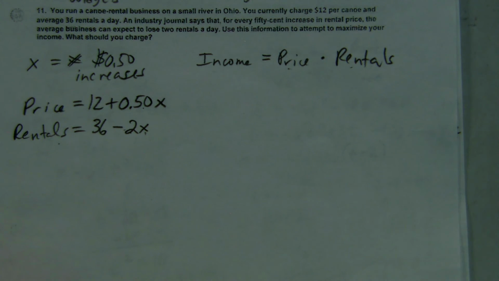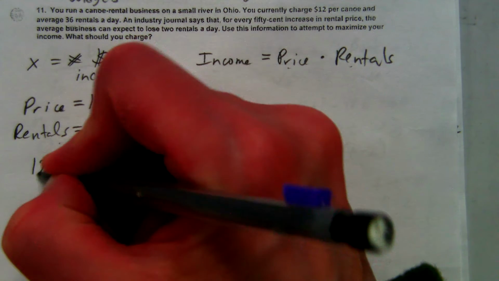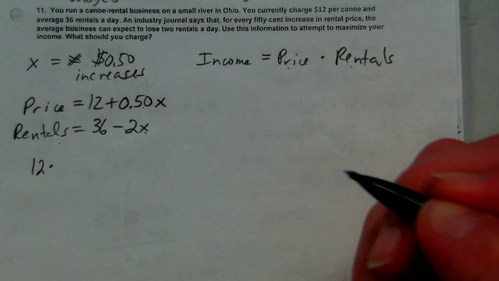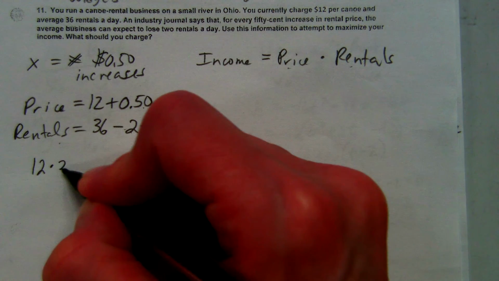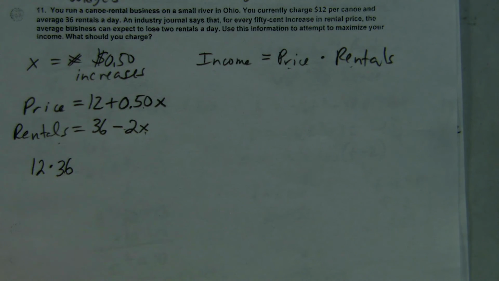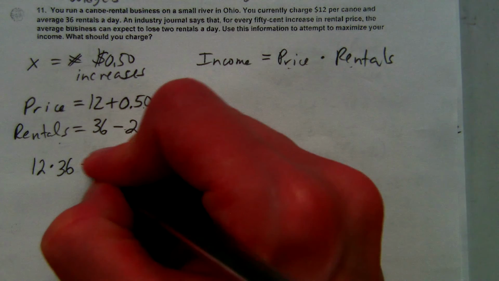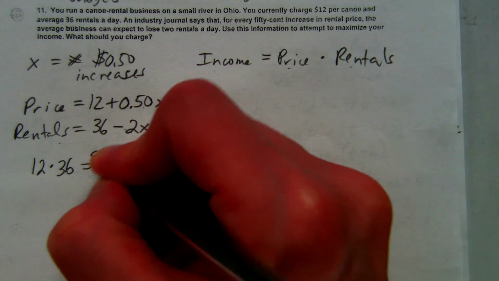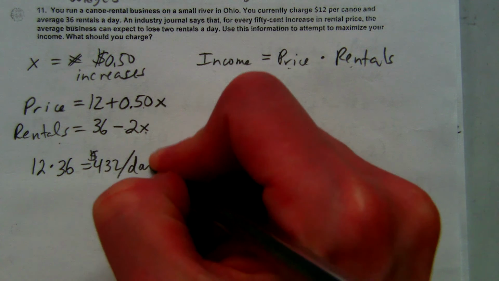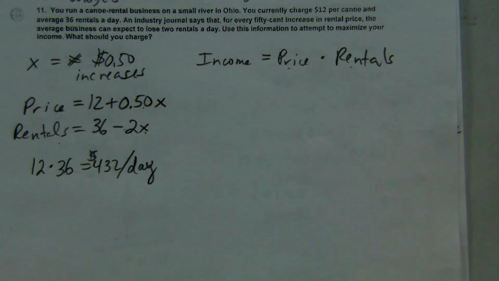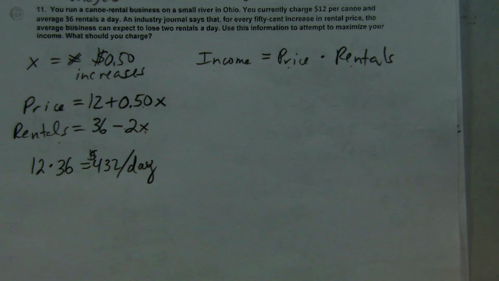So right now it'd be 12 times 36, and you could figure out what you're currently making. Actually, it's kind of interesting. Let's do that. Right now I'm doing about $12 per canoe, and I'm doing about 36 a day. So if I multiplied those, right now my income per day is $432 a day. And so we're hoping to make a little bit more than that. Okay?